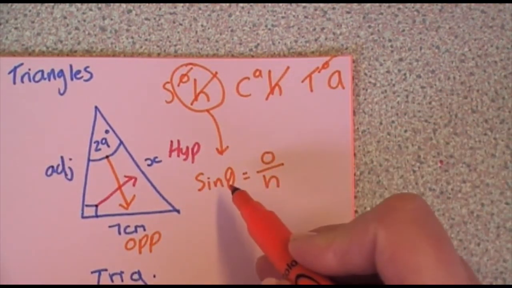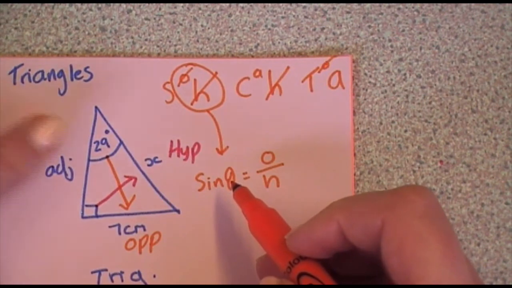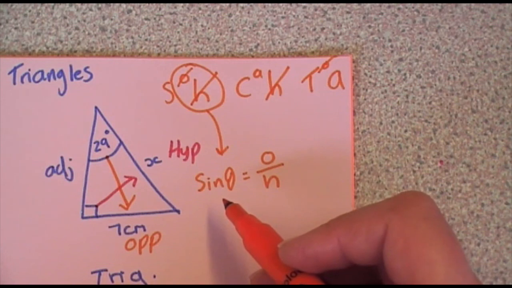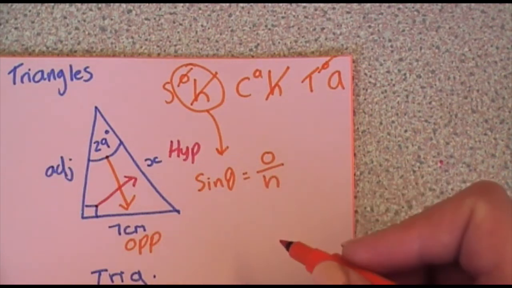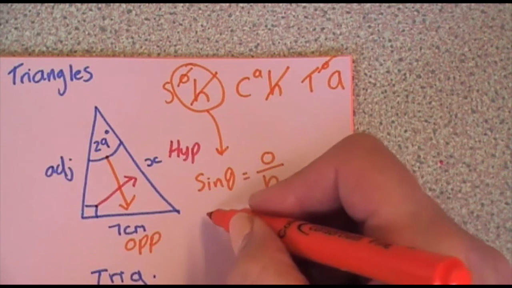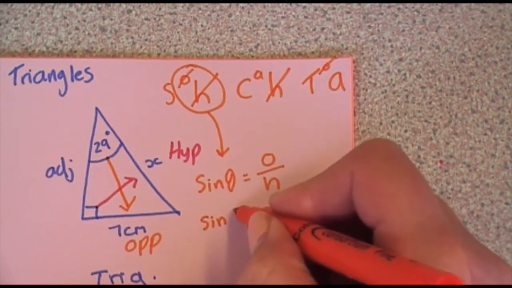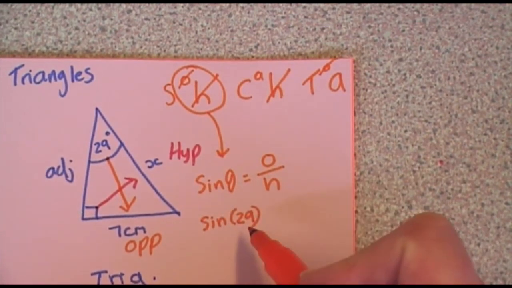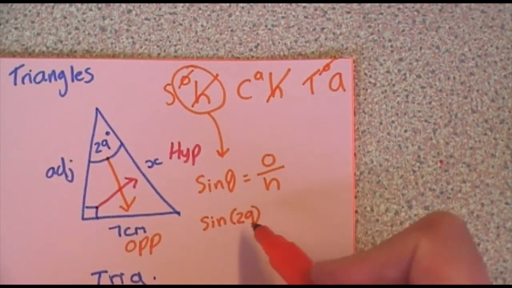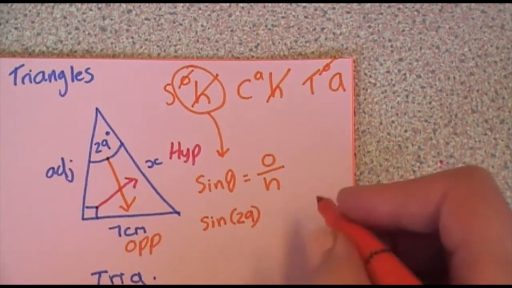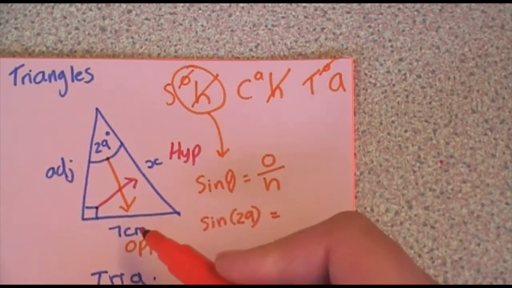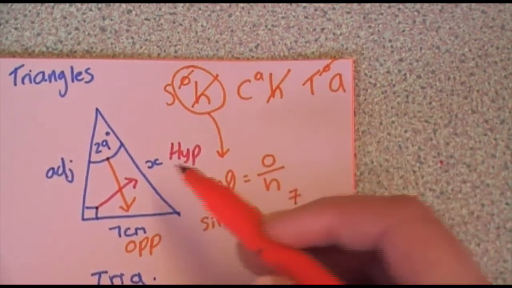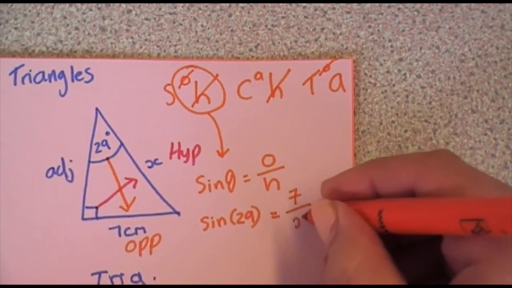And all this sine means is whatever your angle is. So sine doesn't really exist as a word by itself. It has to be attached to an angle. In this case, it's sine of 29. And I'm replacing theta with 29. Substitution, essentially. So I'm putting it in a bracket. Sine 29. And that's equal to the opposite, which is 7, over the hypotenuse, which is x.